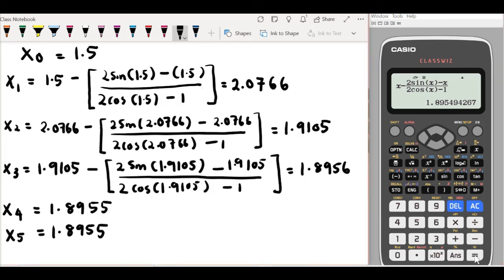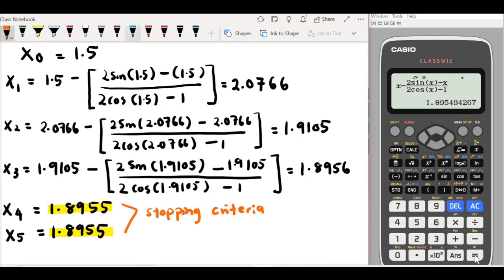Okay, now once we get the same answer twice, here 1.8955, we categorize this as the stopping criteria. It means our answer after this won't change. If you still substitute the same value of x into the same function, you will still get the same answer. So you may stop the Newton-Raphson process now.